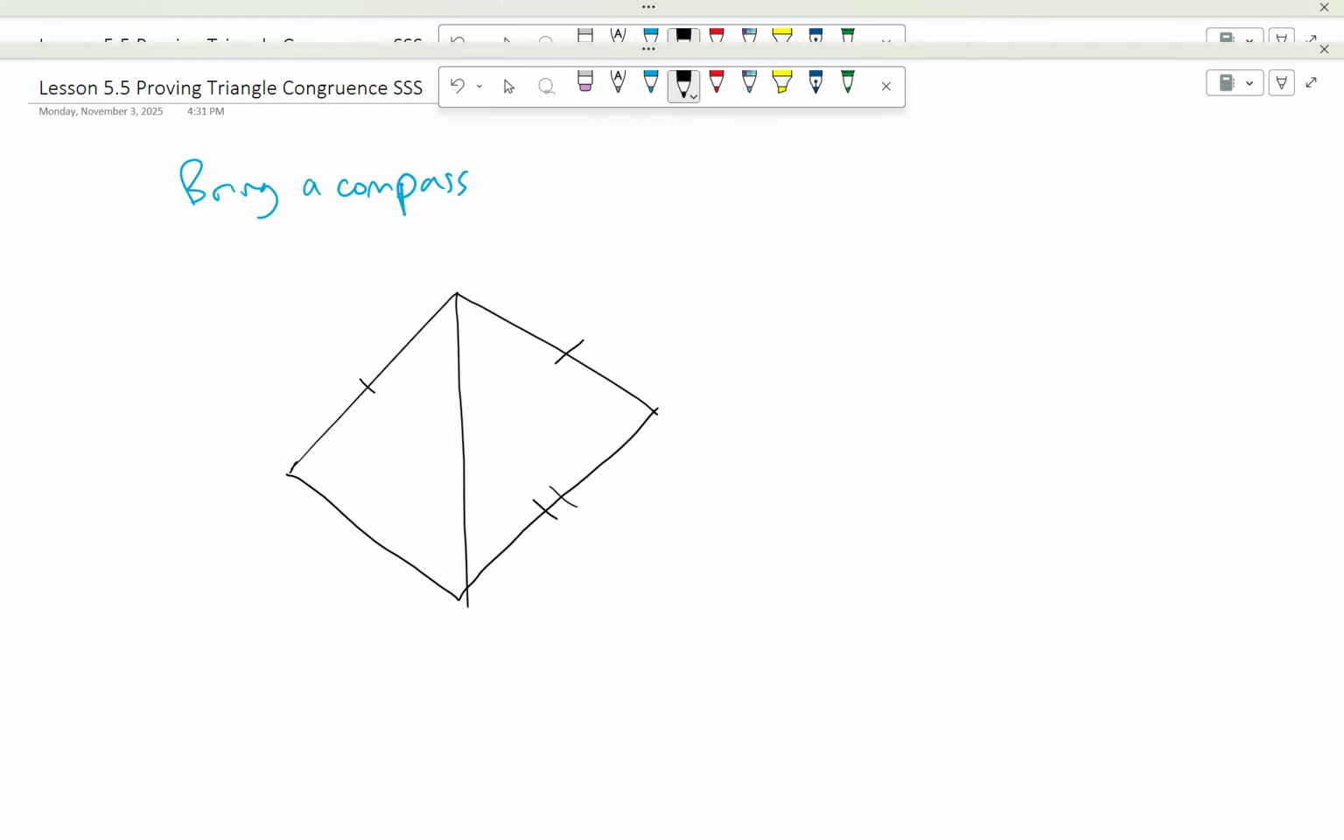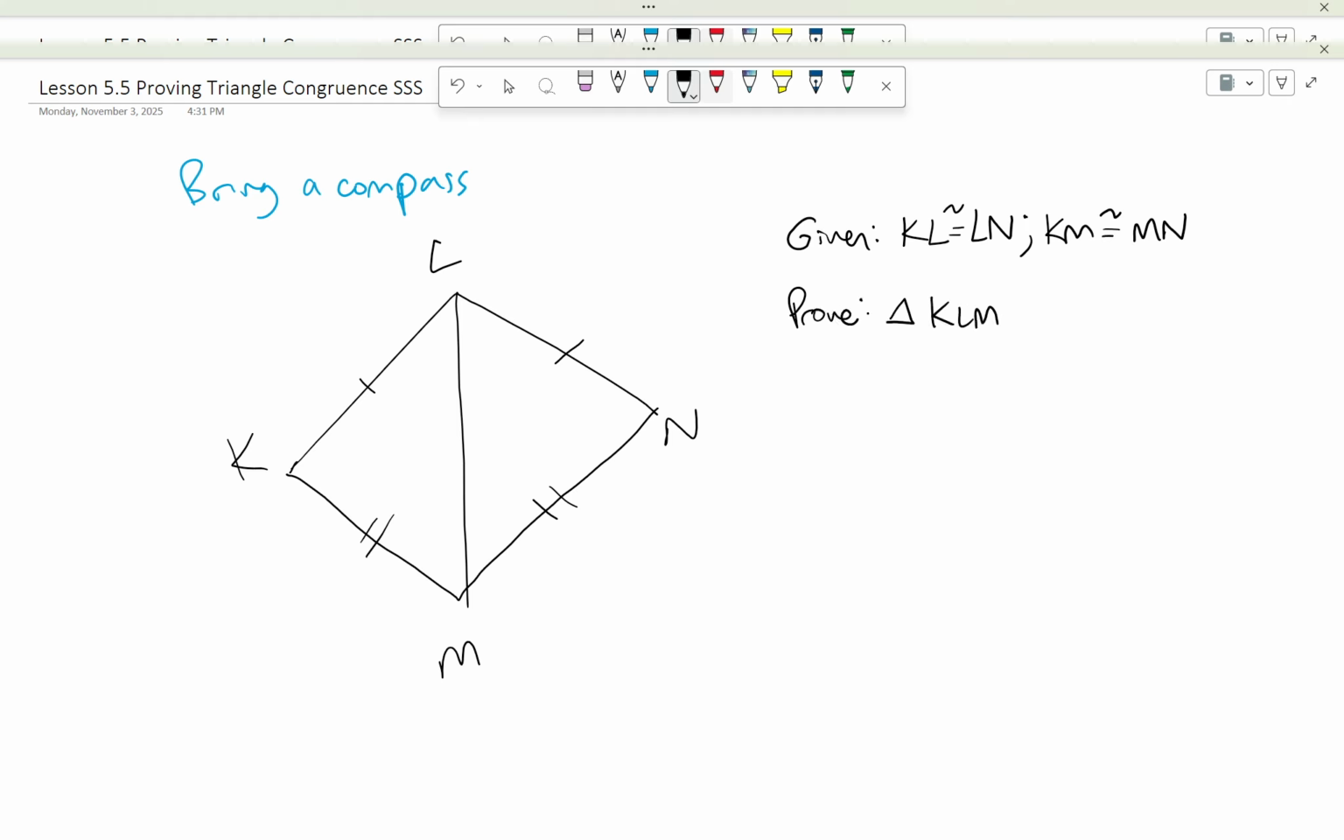which is going to show some congruence in this figure, where the triangles share a side, and we have K, L, M, and N. Here's our given: we're given two sets of congruent sides, side KL, which is congruent to side LN, and KM, which is congruent to side MN. What we are going to prove is that we have congruent triangles: triangle KLM is congruent to triangle NLM.